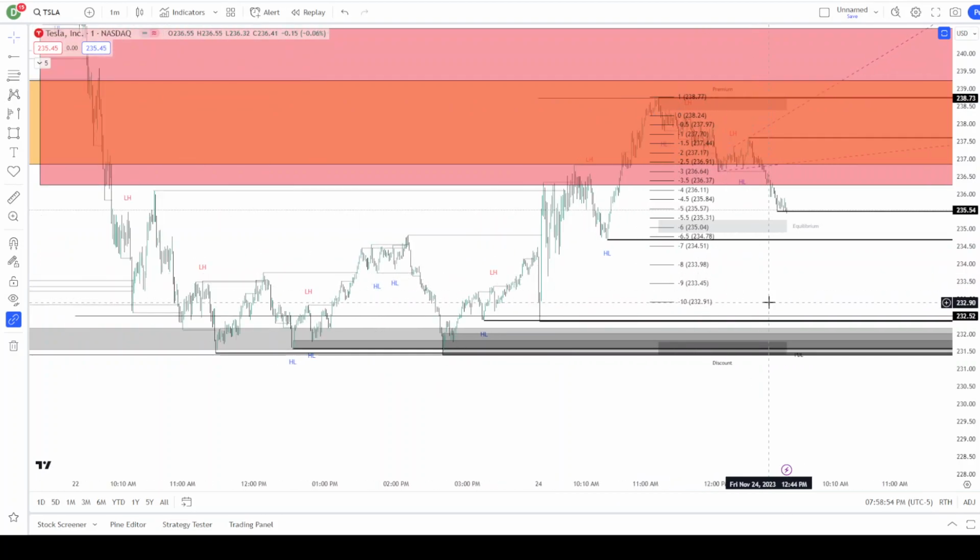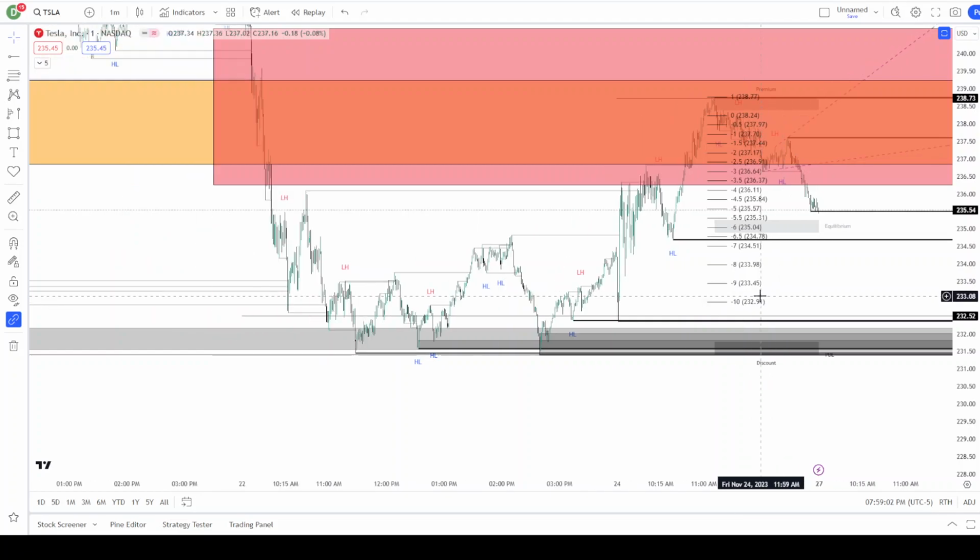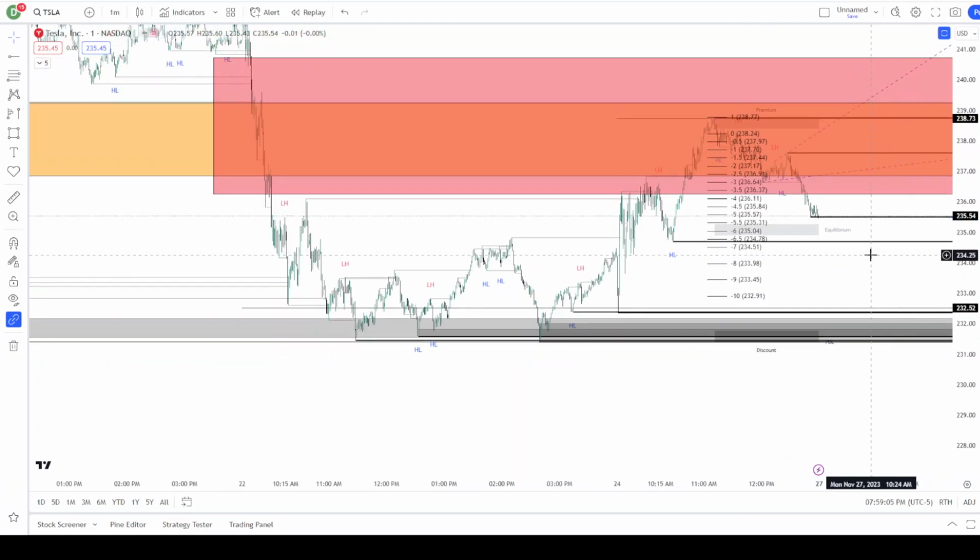So we'd be looking for price to come potentially all the way down from this move here, all the way down to 232.91. Could go even further than that, but that's just using the standard deviation tool on this tiny little market maker reversal here from this larger market maker sell model.